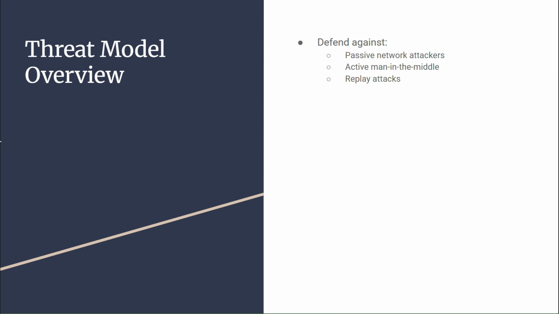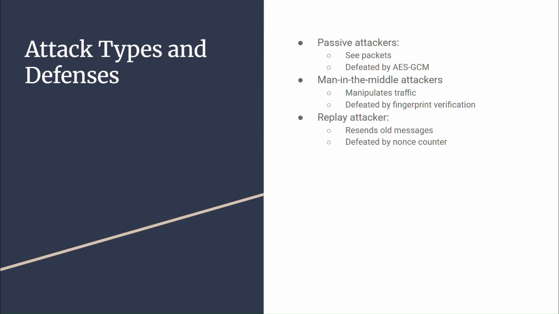The first is the passive network attacker. This attacker can observe all network traffic passing between two peers. However, they cannot modify any of it. Passive attackers are completely derailed by CryptoChat's AES-256 GCM encryption, which ensures all messages appear as unreadable ciphertext. The second attacker is the active man in the middle.